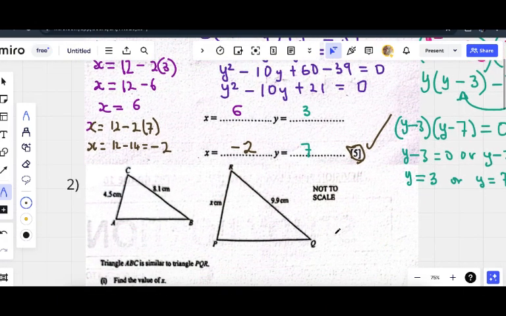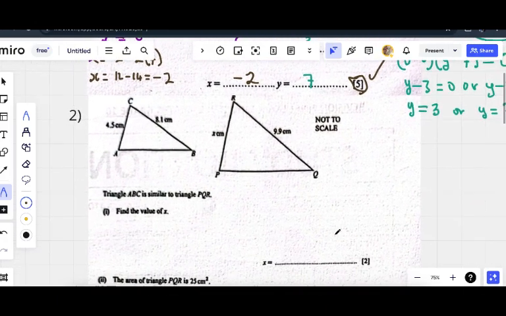Now we go to question number 2. Question number 2 is on similarity and congruency. Similarity, you've done this one, except the lower grades. But for those in grade 9, grade 10, grade 11, you've done this topic, similarity and congruency. Now here you have two similar triangles.